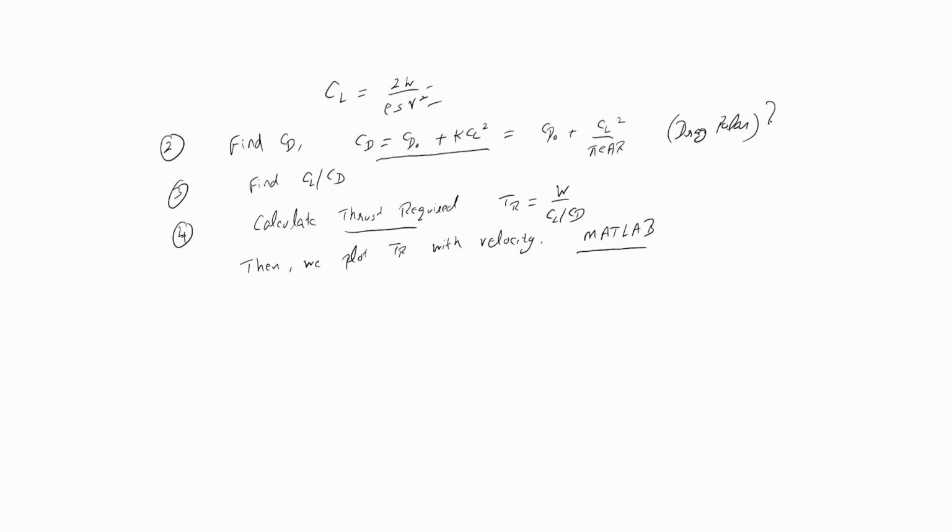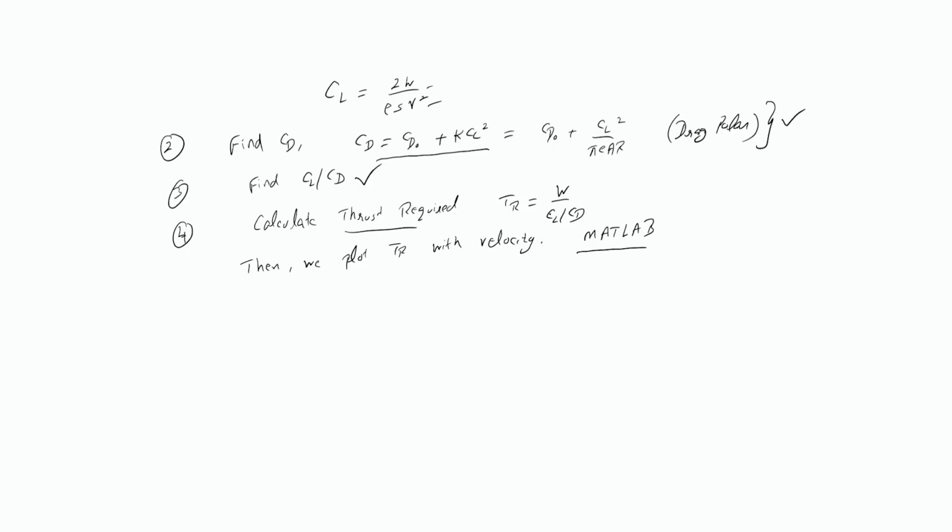So here we are assuming the drag polar is known to us. The aircraft data, we have this information. Drag polar is known to us. Then we find CL by CD, that is the aerodynamic efficiency. And once we have CL by CD, finally we can easily calculate thrust required. So thrust required equals W upon CL by CD.